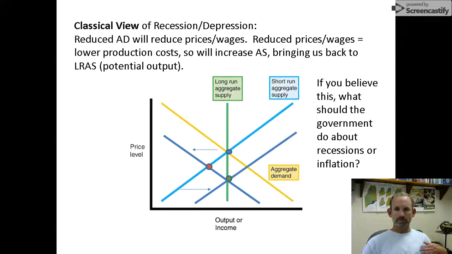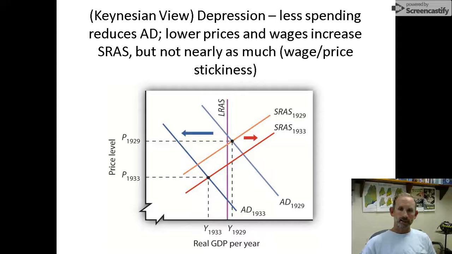If you believe this, what should the government do about recessions or inflation? Nothing, because the economy is always going to fix itself. As we saw in the Great Depression, though, this didn't happen. So Keynes came along and explained it basically this way.